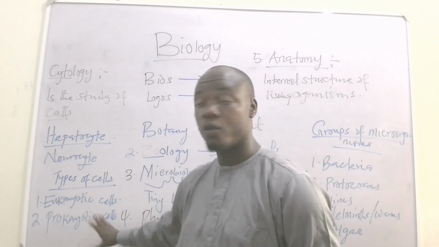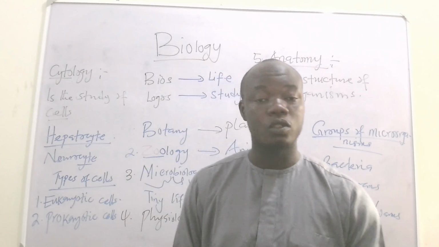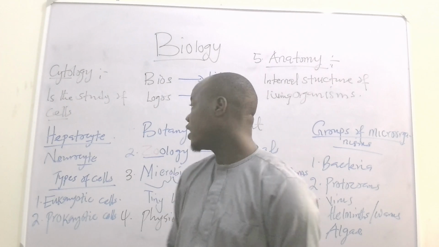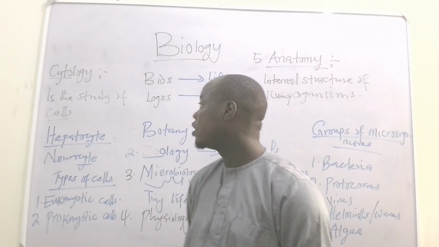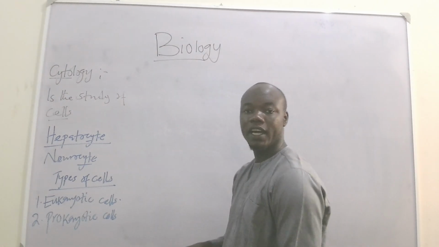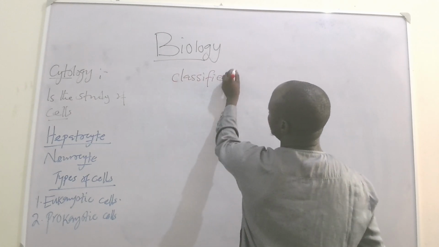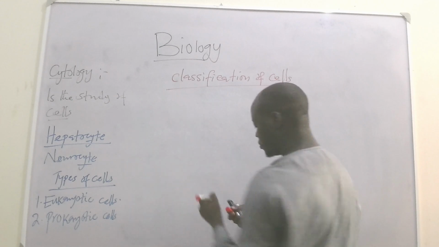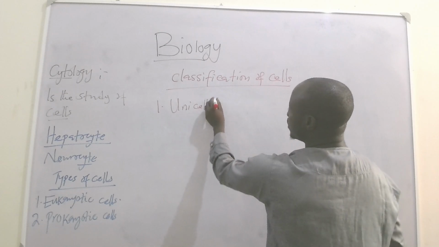And of course, we also have prokaryotic cells. So what is a prokaryotic cell? Prokaryotic cells are those cells that do not have a nucleus and membrane-bound organelles. And then the next thing after the types of cells is the classification of cells. Under the classification of cells, number one, we have unicellular organisms.